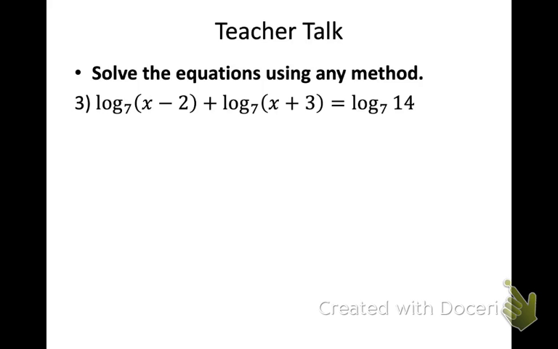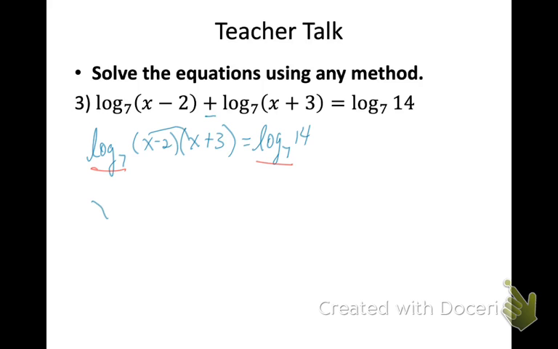Notice on the left-hand side we have 2 logarithms added together with the same base, so we can condense those. So we have log base 7 of x minus 2 times x plus 3 equals log base 7 of 14. Since our log bases are the same, we can set the values equal to each other, and I'm going to multiply as I do that. So I'll get x squared plus x minus 6 equals 14. Then I will subtract my 14 from both sides, so x squared plus x minus 20 equals 0.